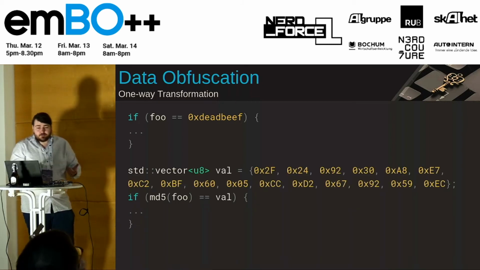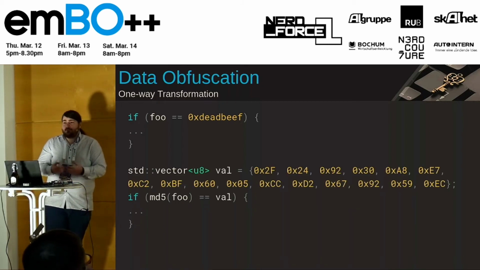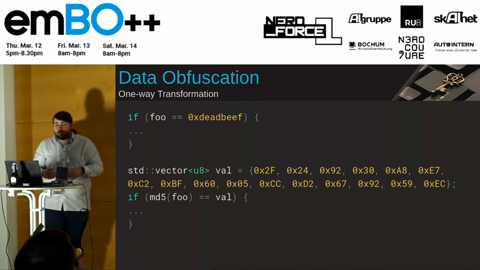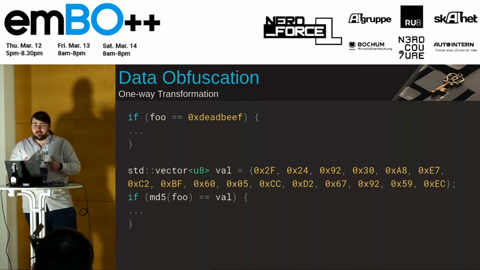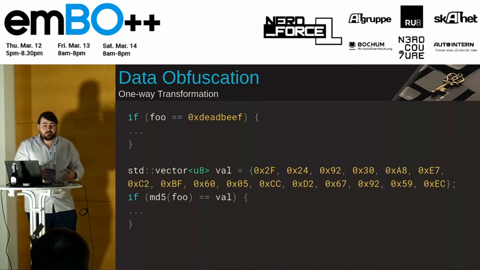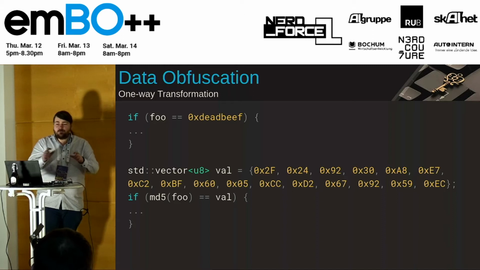So what you can do instead is use a one-way function like an MD5 sum. You calculate the MD5 sum of the value you want to check against, and at runtime, you calculate the MD5 value of the value you want to compare. In the end, you can just say, okay, the MD5s match, so my value probably also matched.